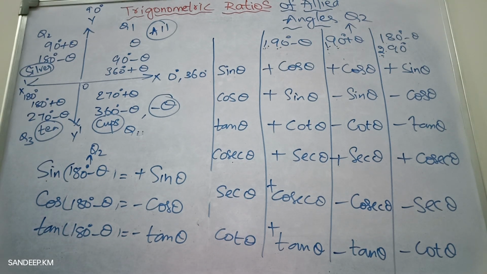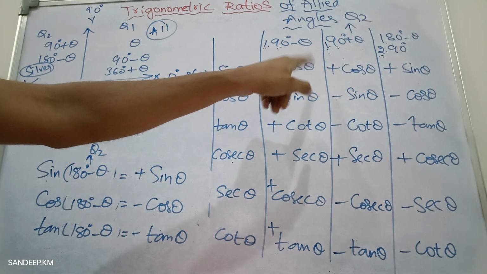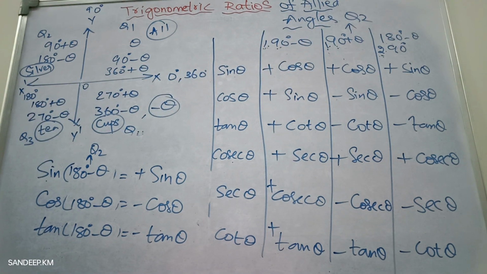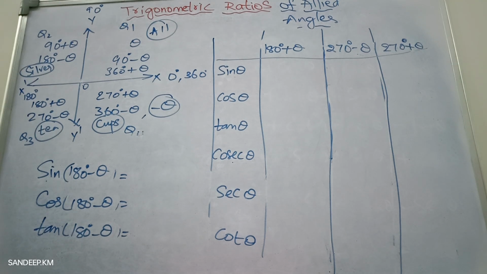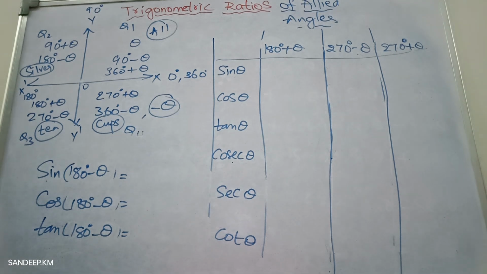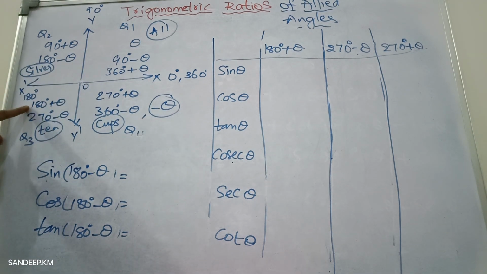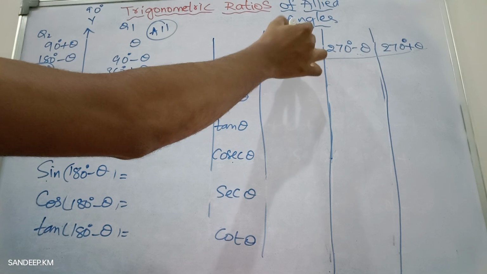Next, let us see trigonometric ratios of 180 plus theta, 270 minus theta, and 270 plus theta. Talking about 180 plus theta, plus means going forward from 180 degrees. So we are in the third quadrant. In the third quadrant, which trigonometric ratios are positive? T means tan and cot, correct or not? So tan theta and cot theta are positive in the third quadrant. So 180 plus theta is an angle in the third quadrant.